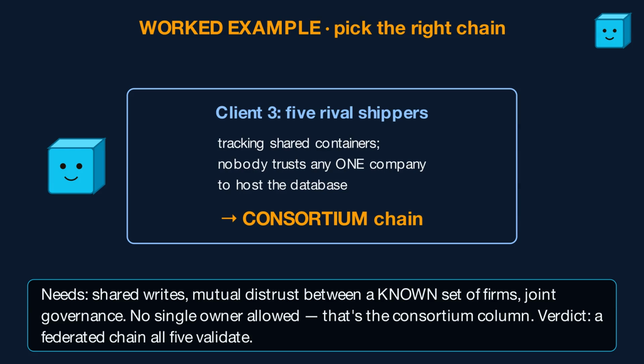Needs. Shared rights. Mutual distrust between a known set of firms. Joint governance. No single owner allowed. That's the consortium column. Verdict. A federated chain, all 5 validate.